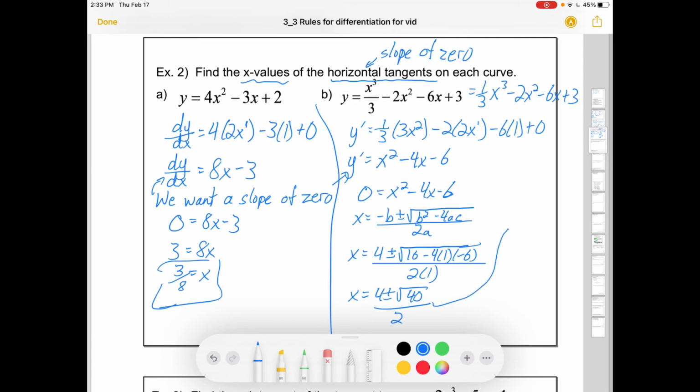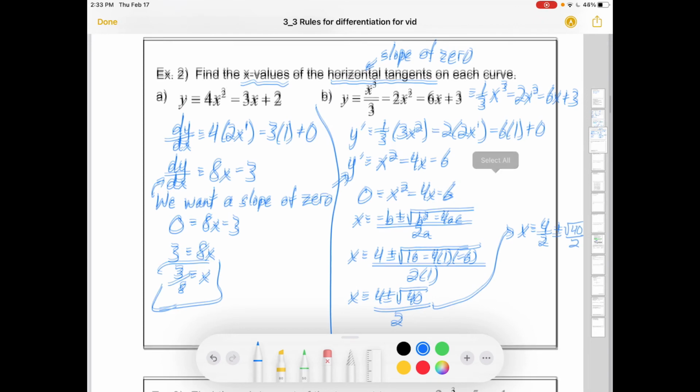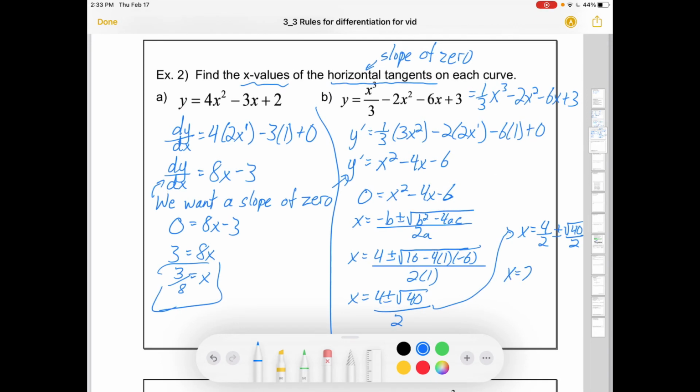I'm okay with you leaving it like that, but it might be nicer for us to write it like this. That's 4 over 2 plus or minus the square root of 40 over 2. And that can simplify even further. 4 over 2 is 2. Root 40 is root 4 times root 10, so it's 2 root 10 over 2. So in simplest terms, it would be 2 plus or minus root 10.